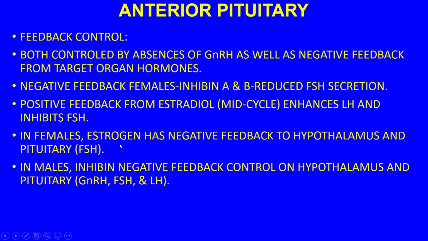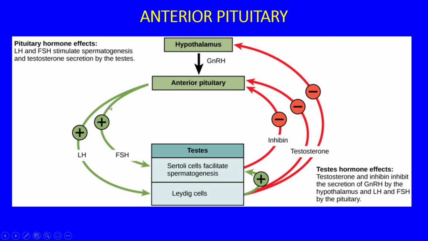In females, estrogen has a negative feedback to the hypothalamus and the pituitary. In males, they do produce inhibin, and it has a negative feedback control on the hypothalamus and the pituitary. When you're talking about this, then you're talking about the entire bailiwick: GnRH, FSH, and LH.